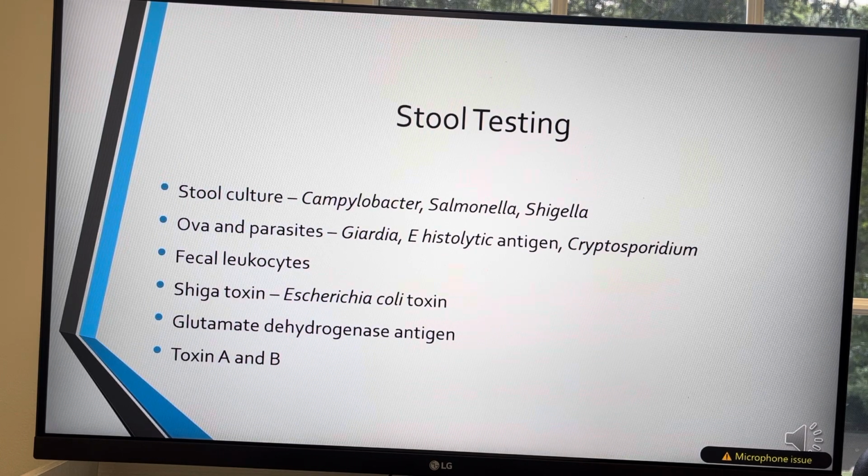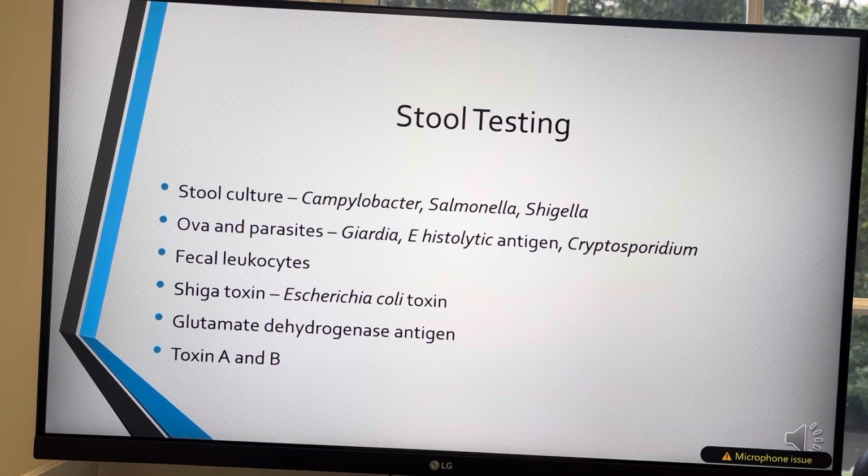The Shiga toxin assesses for E. coli toxin. Pathogenic E. coli can produce Shiga toxin. It's related to Shigella toxin. So if you're concerned for an E. coli infection, check for the Shiga toxin. E. coli infections cause cramping and watery diarrhea that changes to bloody.